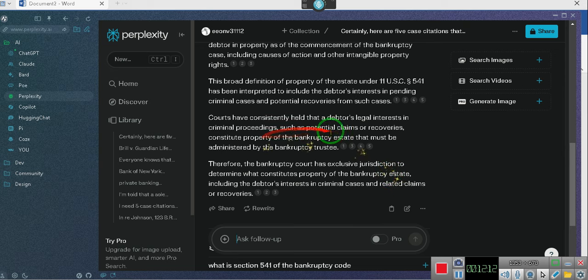All right. Courts have consistently held that a debtor's legal interest in a criminal proceeding, such as the potential claims and recoveries, constitutes property for the bankruptcy estate that must be administered by the bankruptcy trustee. Chapter 11, you're the bankruptcy trustee. Lord have mercy. Sorry, the debtor in possession. Therefore, the bankruptcy court has exclusive jurisdiction to determine what constitutes property of the bankruptcy estate, including the debtor's interest in a criminal matter and related claims. Ladies and gentlemen, I couldn't do you better.